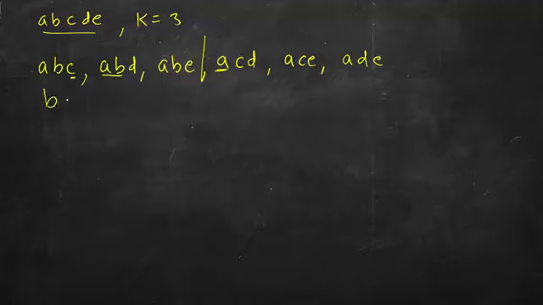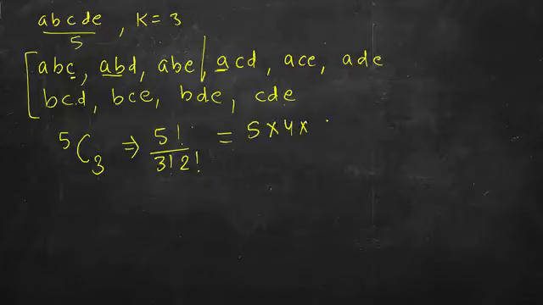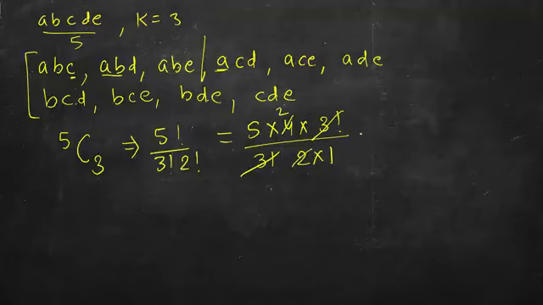So let's write B, BCD, BCE, and BDE, and finally CDE. So how many of these are there? 1, 2, 3, 4, 5, 6, 7, 8, 9, 10. And this comes from, here its length is 5. So 5 choose 3, which is 5 factorial divided by 3 factorial divided by 2 factorial. So it's 5 times 4 times 3 factorial over 3 factorial, times 2 factorial, which is 2 into 1. So this cancels 2 and it's 10.